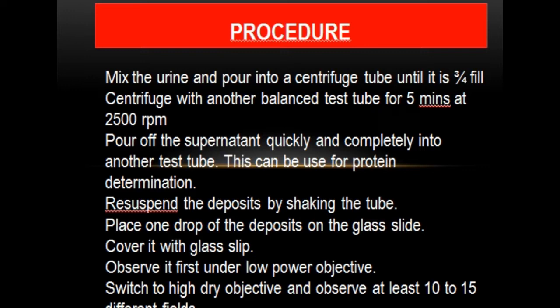Then after that we will take it out and pour out the supernatant quickly and completely into a test tube. The best method is to take a syringe and suck the supernatant into the syringe and transfer it into another test tube. This supernatant can be used for protein determination. Then we have the sediment.